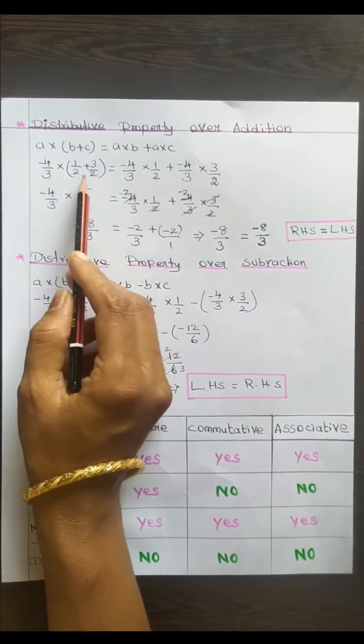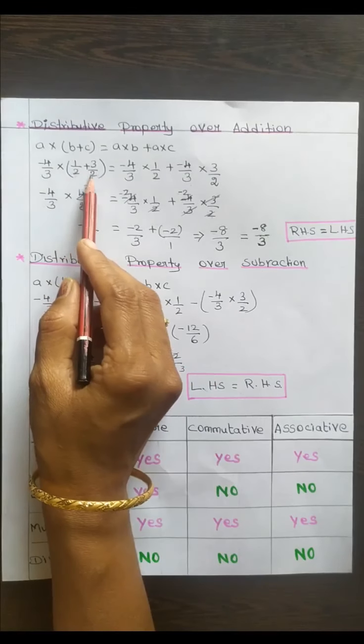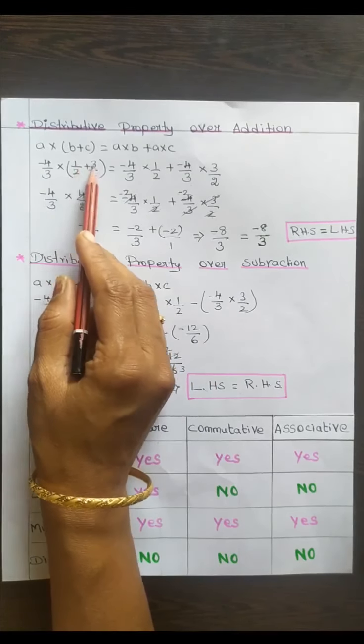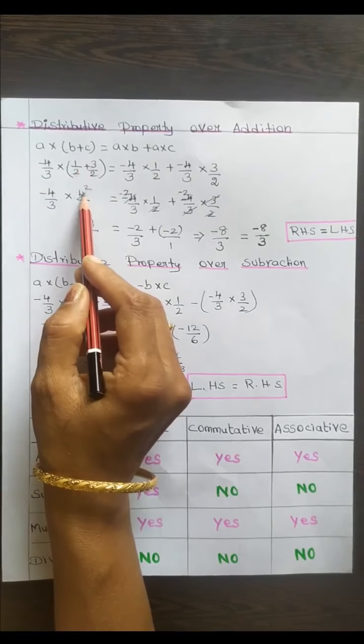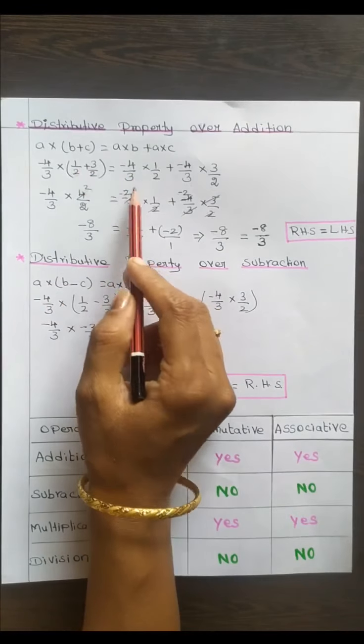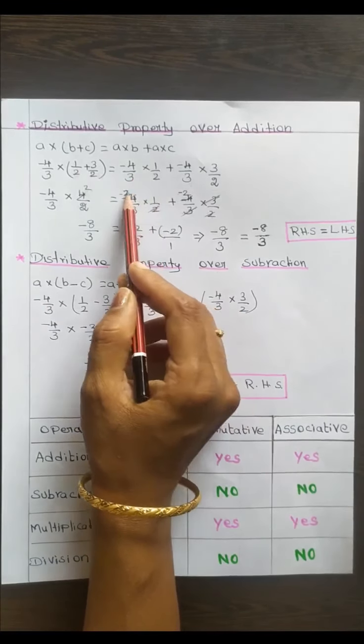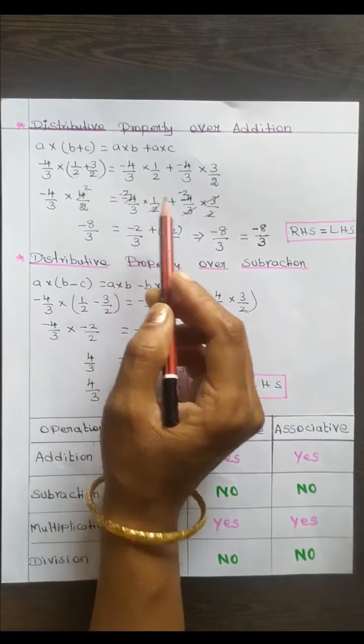First we have to complete this portion because it is in the bracket. So what will we get? We have the same denominator 2. 4 divided by 2, we can cancel this 4 by 2. Right hand side, minus 4 by 3 into 1 by 2. This 4 also can be cancelled by 2. We will get minus 2 here.